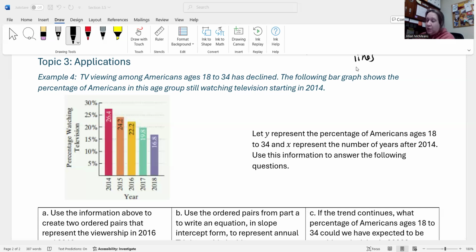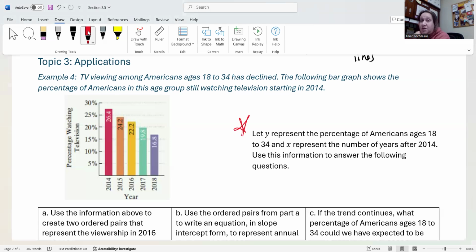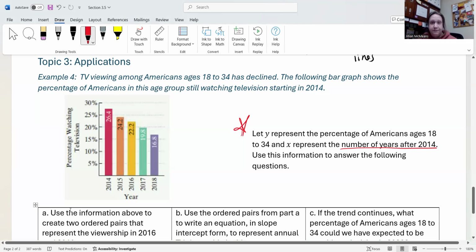Now, to the right of that, we have this bit of information. It says we let Y represent the percentage of Americans ages 18 to 34, and X represent the number of years after 2014. That's a really common thing when you're dealing with applications like this. Sometimes X will be a number of years since a particular time period. So in this case, we're going to let X be the number of years since 2014. You have to do a little work to get your X.